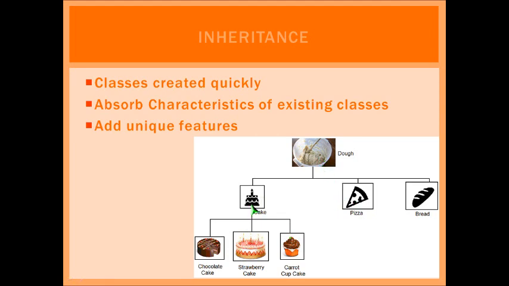And we can go even further. You get different kinds of cakes. You get, for example, a carrot cupcake, a strawberry cake, and a chocolate cake. So we just continuously add unique features as we go down the road. And this allows us to write our code more quickly, faster.